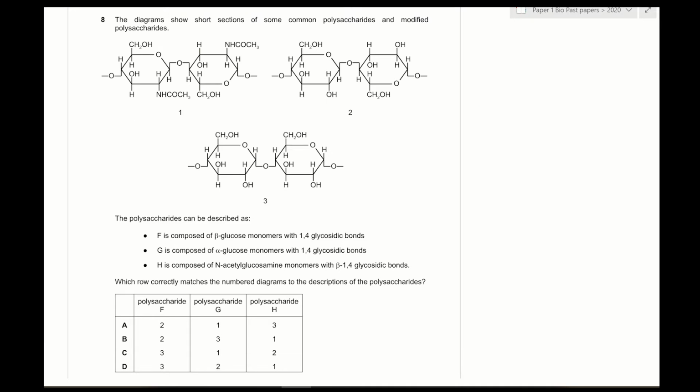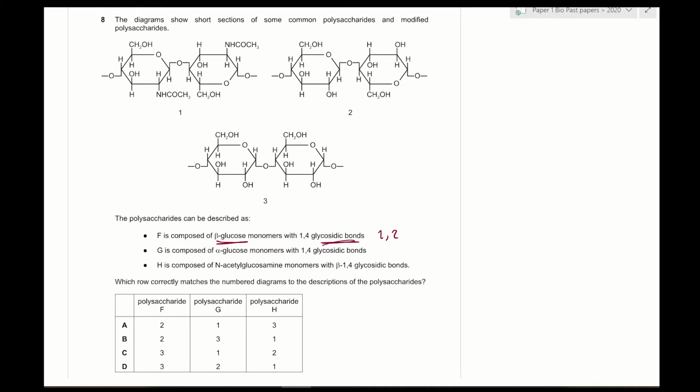Question number 8. The diagram shows short sections of some common polysaccharides and modified polysaccharides. Which row correctly matches the numbered diagrams to the descriptions of the polysaccharides? Now for F here, it says it's composed of beta-glucose monomers and 1,4 glycosidic bonds. As we all know, in beta-glucose monomers, the hydroxyl group is above the ring. Therefore here we're looking at only 1 and 2 in this case.